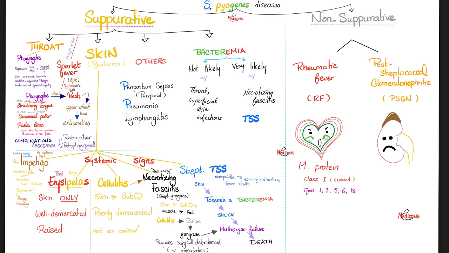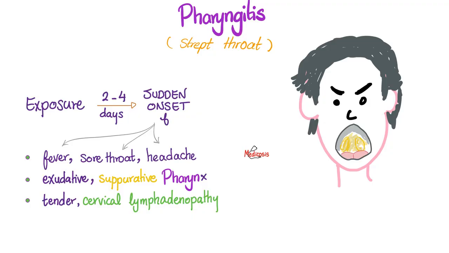So let's take a deep breath and dive into the world of diseases. And we will start with strep throat. Pharyngitis time. You're exposed to the bacteria, usually through contact with a sick person. You got some group A beta hemolytic streptococci. 2 to 4 days after the exposure, you start developing sudden onset of fever, sore throat, and headache, exudative suppurative pharyngitis, tender cervical lymphadenopathy.